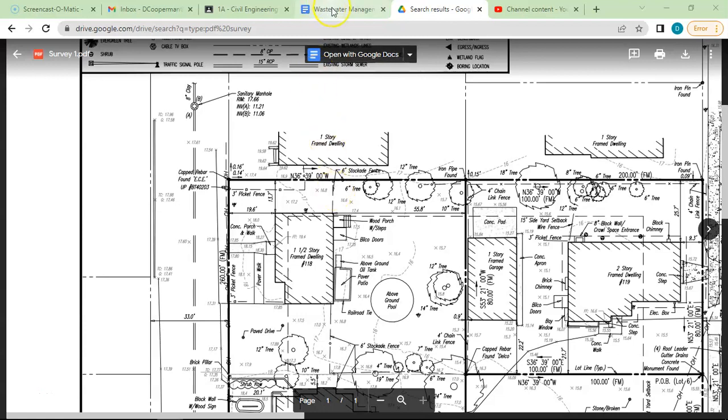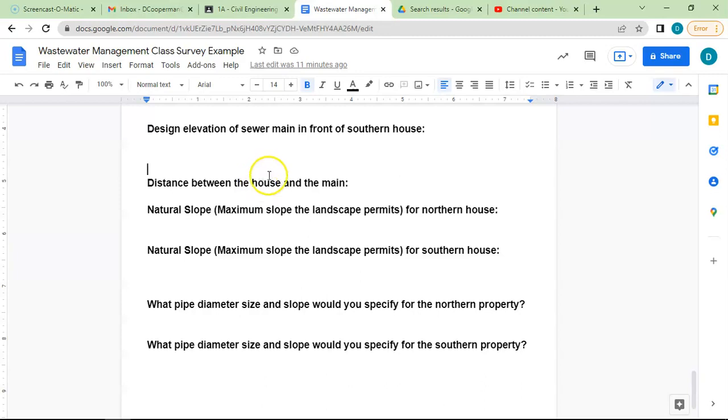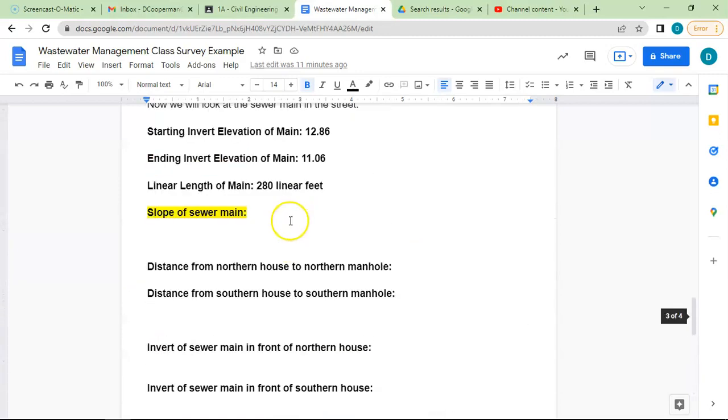All right, in this video, we are going to do part 2 of the wastewater management class survey example. So in the last video, we got up to where I have you guys now calculate the slope of the sewer main in the street. Now we're going to get the length of this sewer lateral, or like the distance from the northern house.